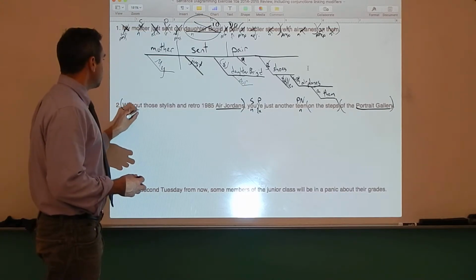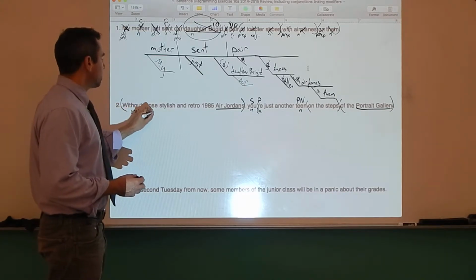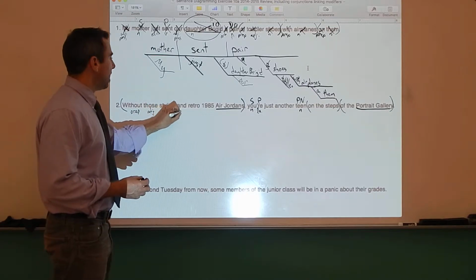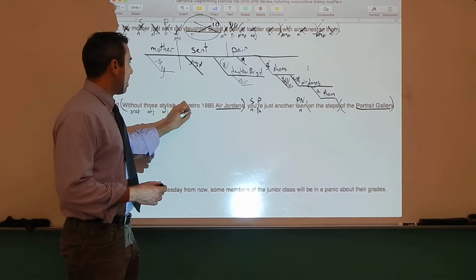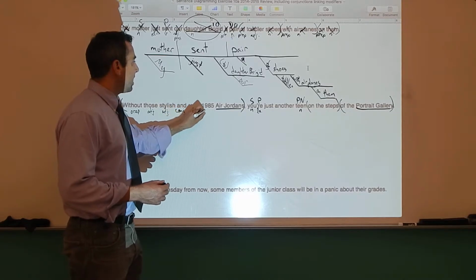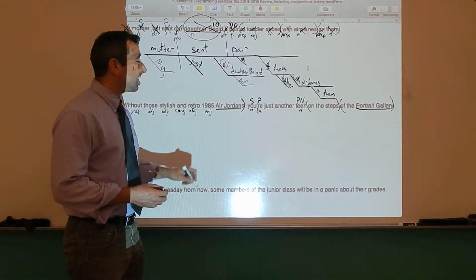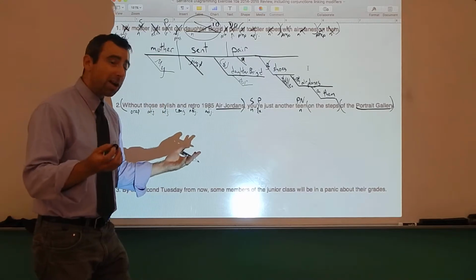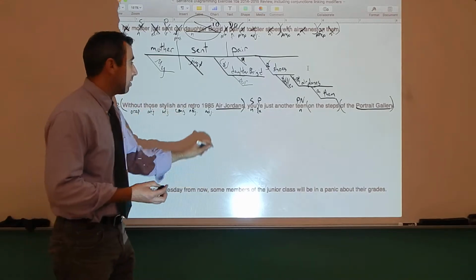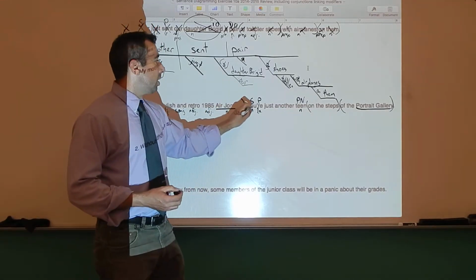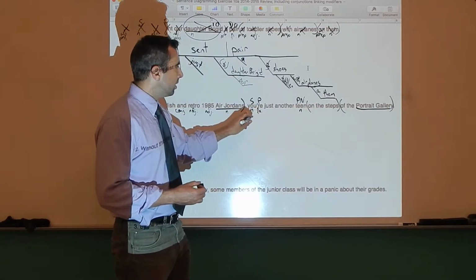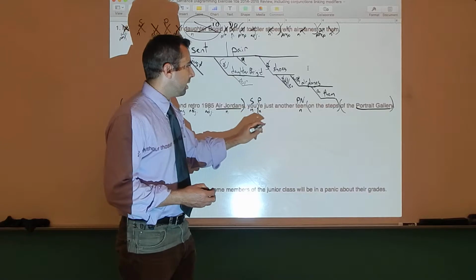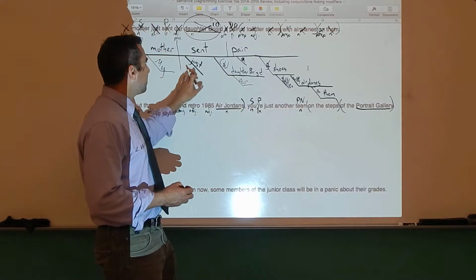All right. Without is a preposition. Those is an adjective. Stylish is an adjective and is a conjunction. Retro is an adjective. 1985 is actually an adjective here. Which Air Jordans are we talking about? 1985 Air Jordans. That's a noun. You and are we did already. Just, it's a tricky one. Let's come back to that because we just saw just as an adverb.